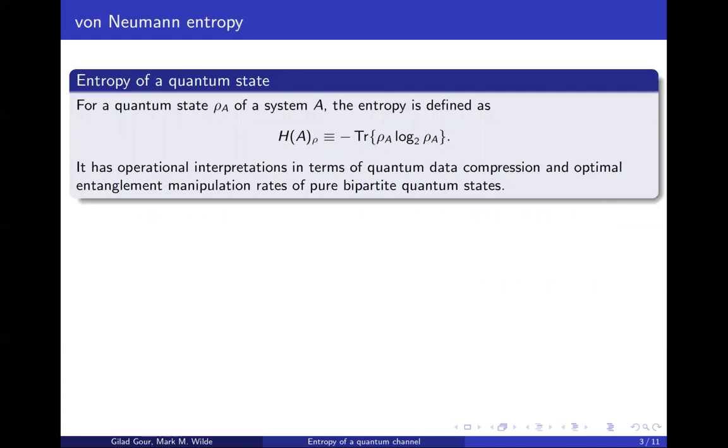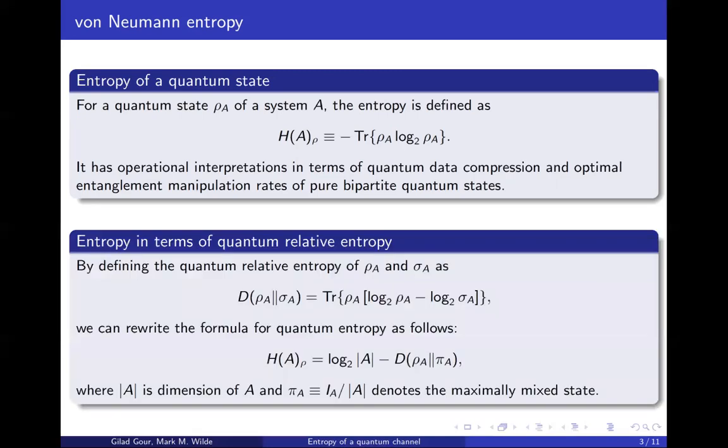This is something I think everybody attending the quantum session at ISIT would be familiar with. But anyway, the entropy of a quantum state is defined like this. This is often called von Neumann entropy. And it has at least two operational interpretations. One in terms of quantum data compression, how many qubits you can compress a quantum state down to in an asymptotic sense. But it has another interesting meaning in the context of entanglement manipulation of pure bipartite states. It's in some sense a unique entanglement measure for bipartite pure states.